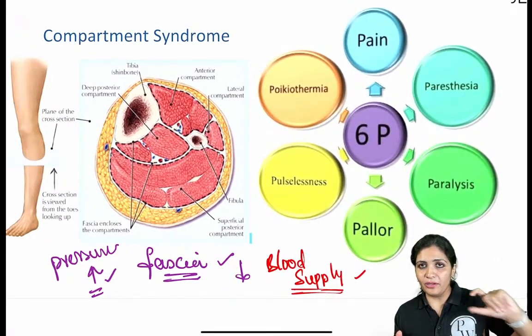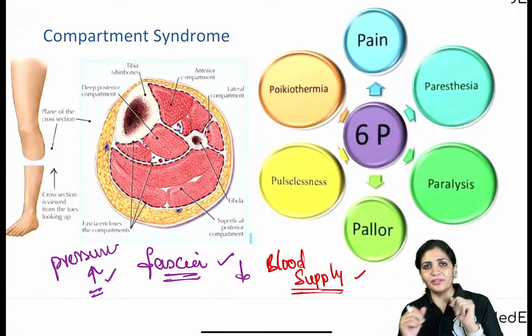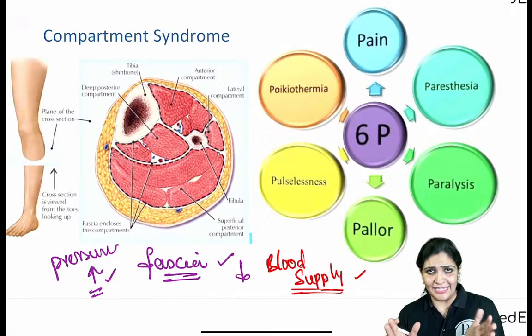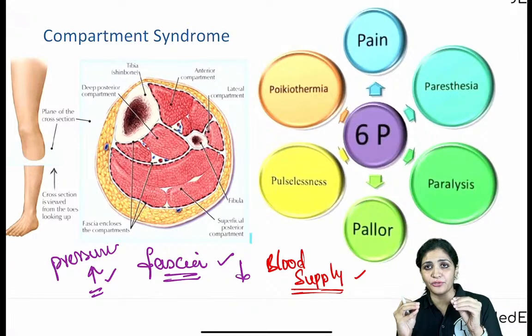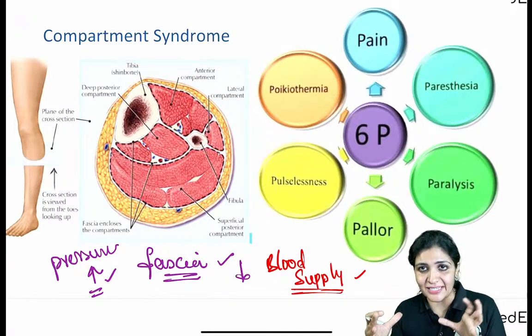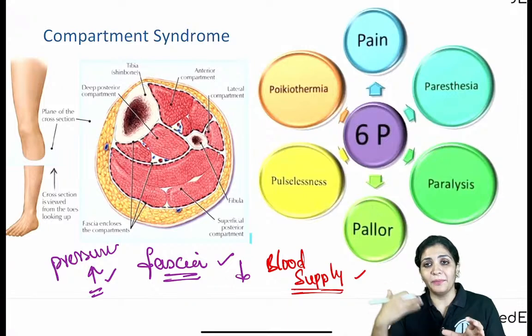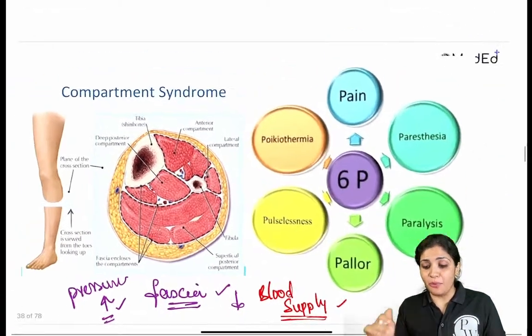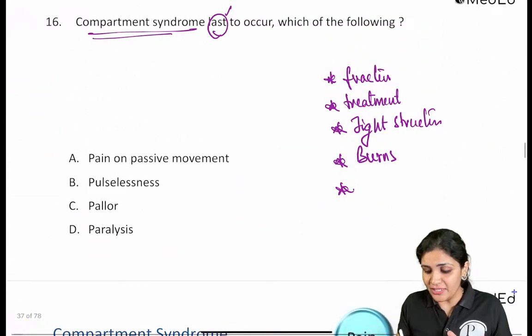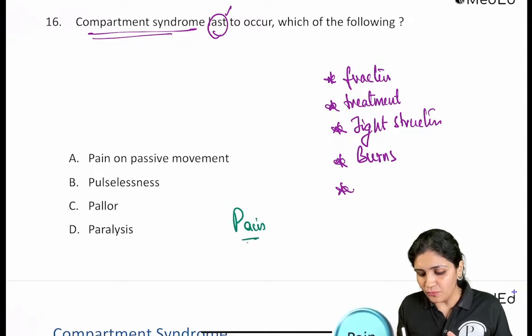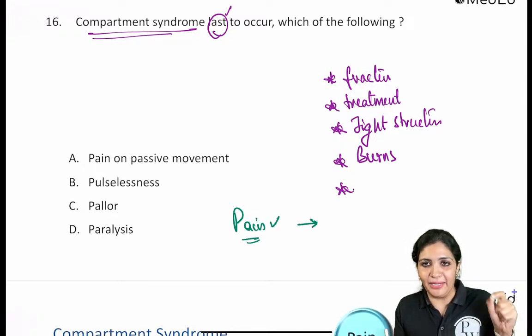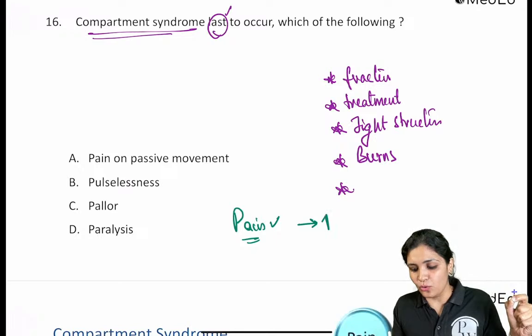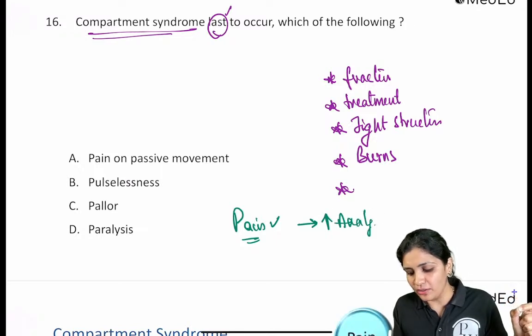So what do you do to prevent this? For this, there are no particular clinical signs or tests. The only thing you have to do is follow the patient's symptoms. The first important symptom the patient presents with is pain, a pain which is not relieved by any medication. There is an increased dose of analgesics, but the pain is not relieved.